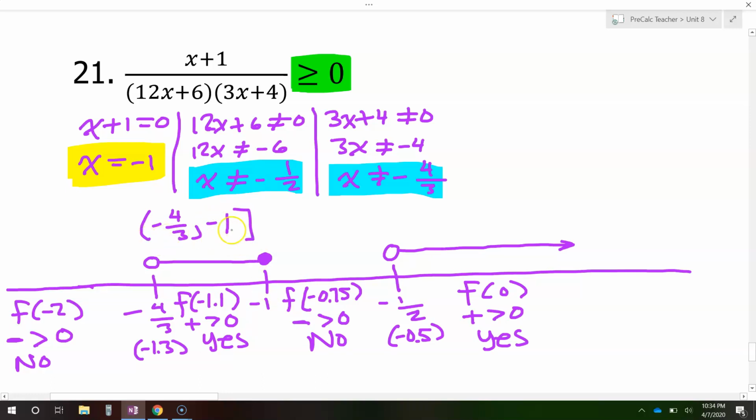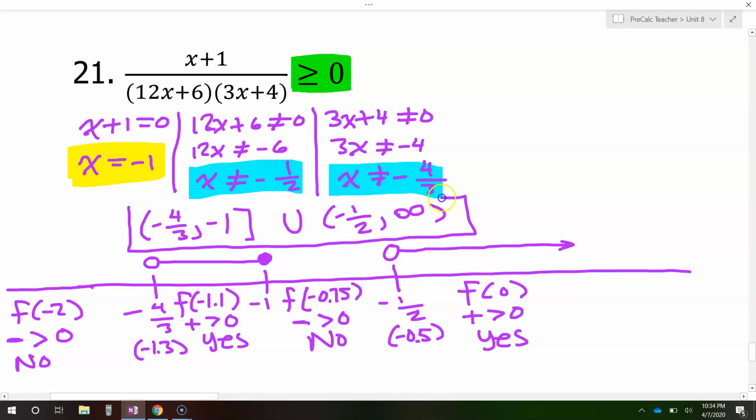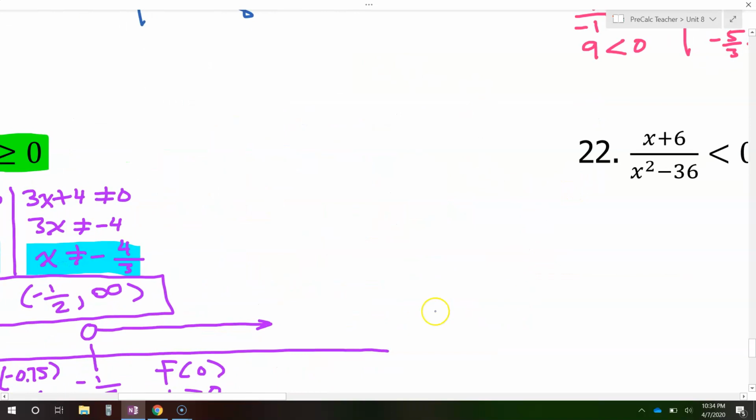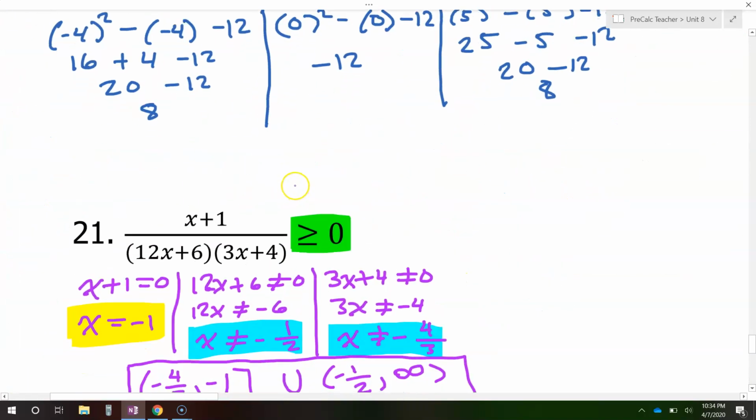Notice I use parentheses and then a bracket because open circle and then closed circle. Union, and then it will be negative 1/2 to infinity, because it just goes forever in that direction. So this interval notation is actually the solution to this entire problem. The rest is work that I need to see, including the part that I erased over here. I should see that work scattered all around this problem, maybe even in the margin if you need the space.